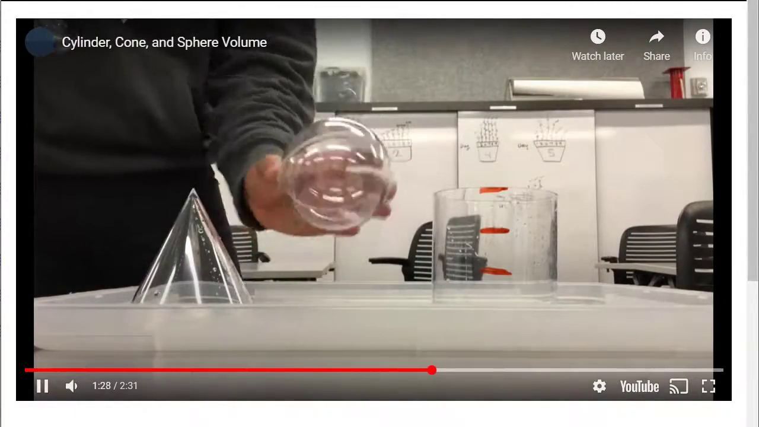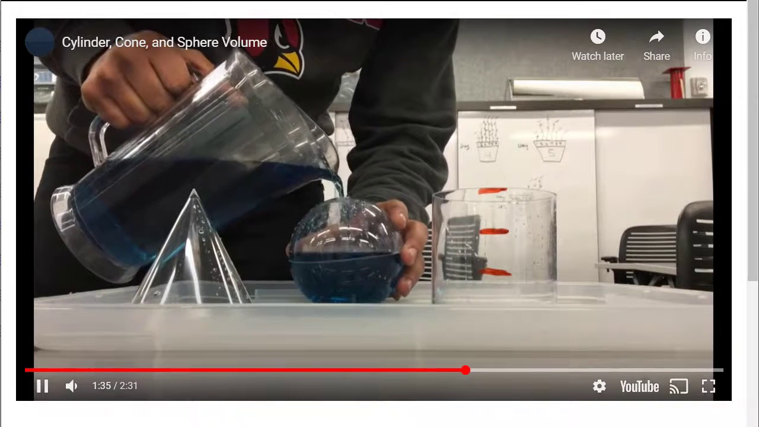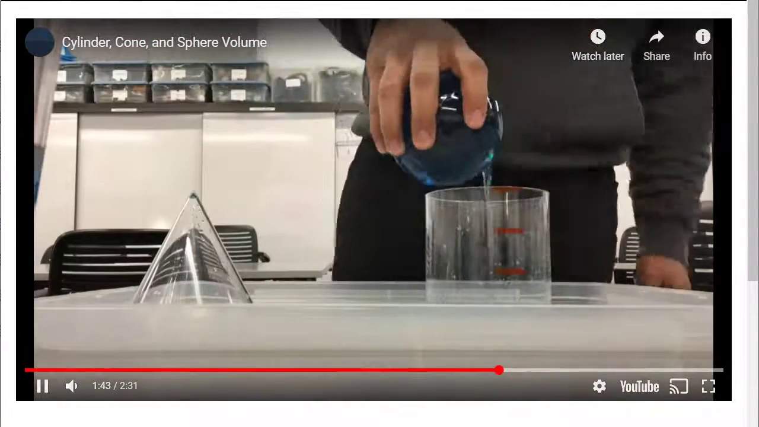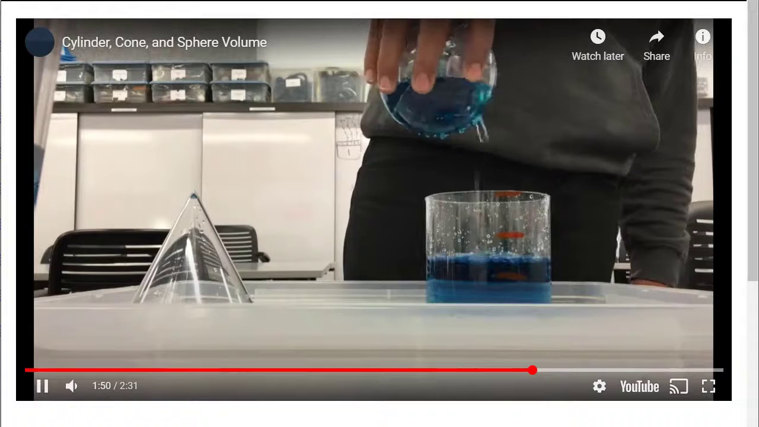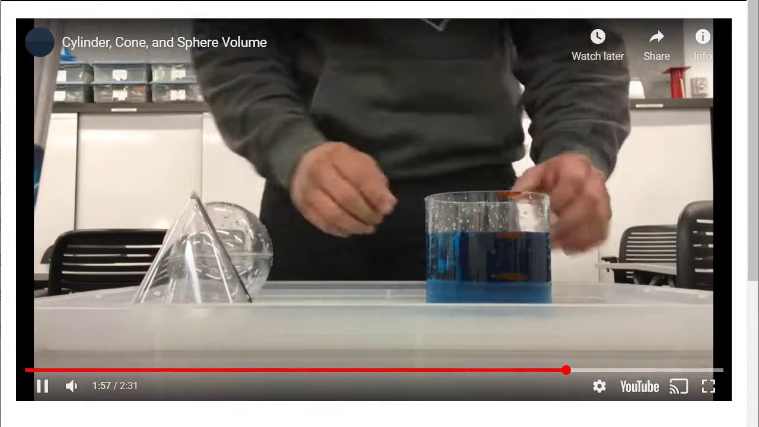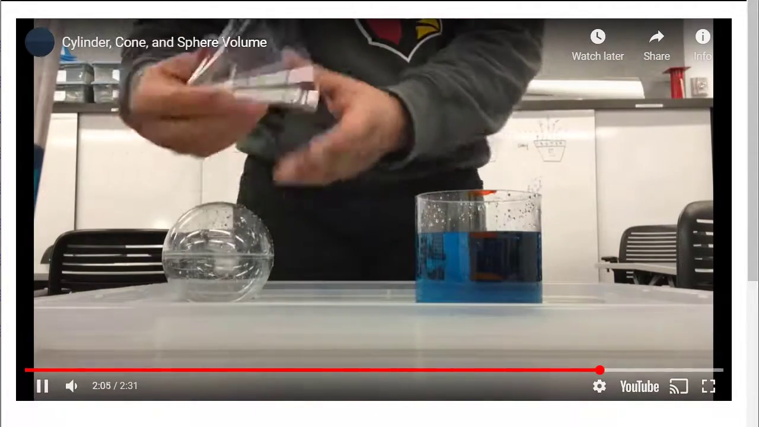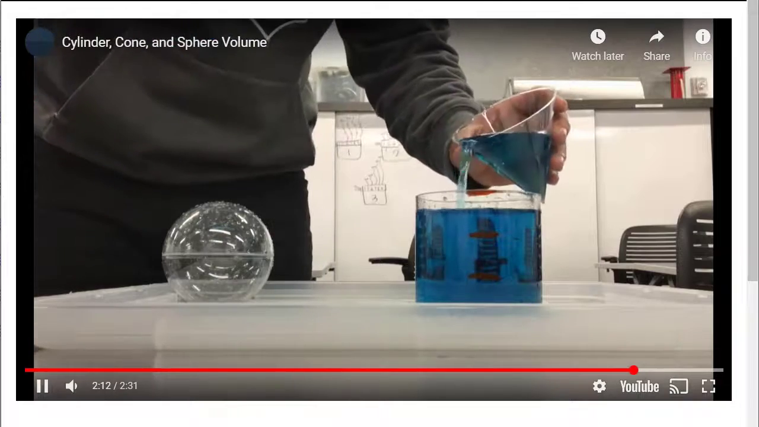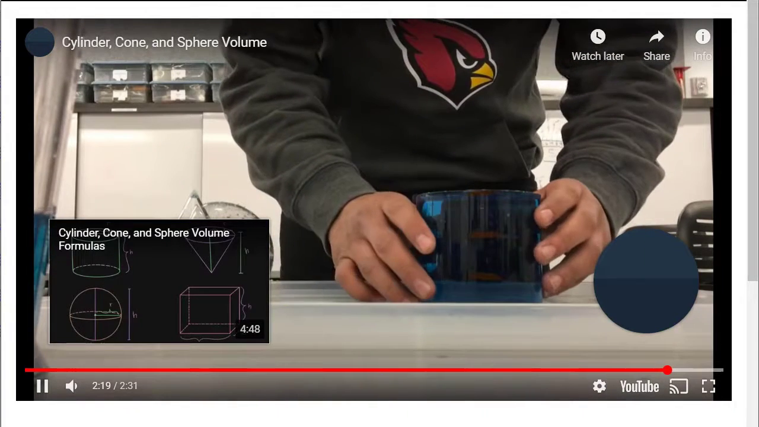Now let's see what a sphere does. Remember, when it was placed next to the cylinder and cone, they were all the same height. Okay, so there's the sphere. He's dumping it in. Let's see where it comes up to. It's past 1/3 and half. It's right at the 2/3 mark. So therefore, the volume of a sphere with a set radius is equal to 2/3 the volume of a cylinder with that same radius value. And he's also showing how if you put a sphere and a cone together, you will get the volume of the cylinder.